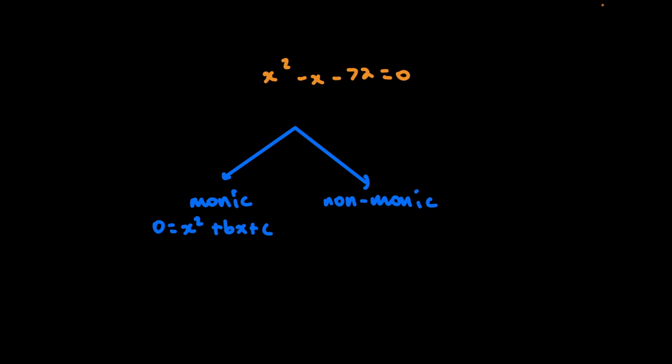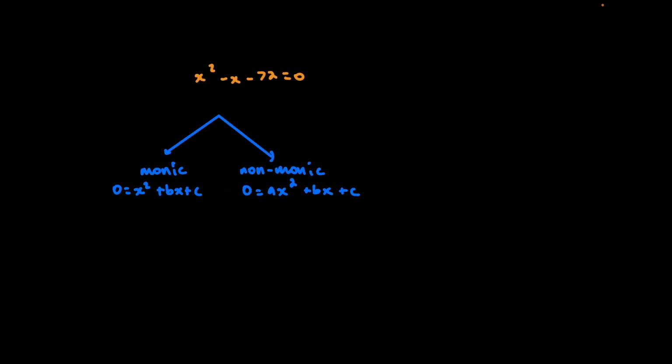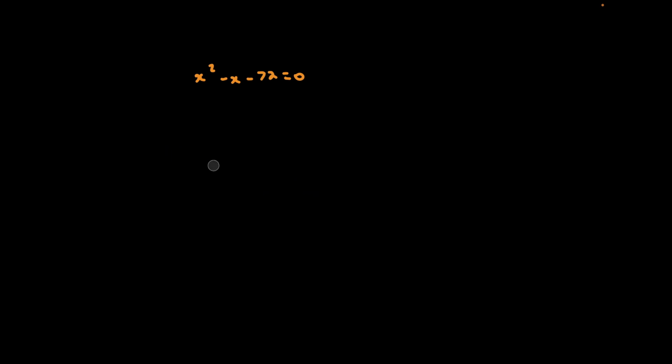But if it's non-monic, that means the coefficient of x squared is not 1. So it's ax squared plus bx plus c. We'll be going through these two examples here, and different sorts of quadratics of these calibers. So let's have a look at the first example here: x squared, take away x, take away 72.